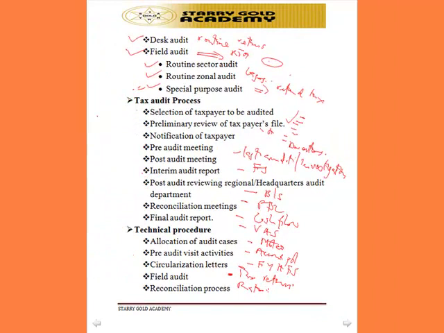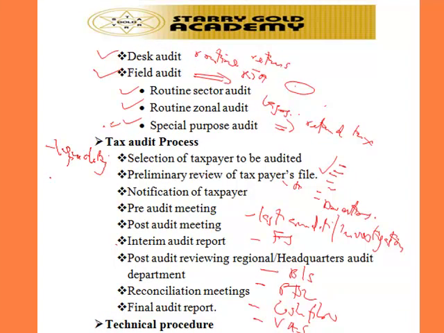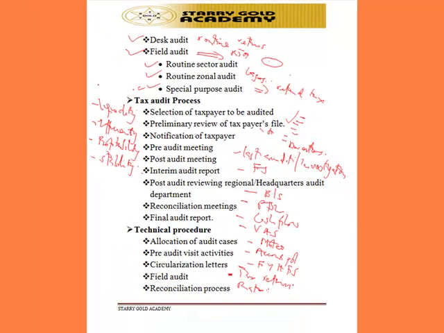Usually the ratios include liquidity ratios, efficiency ratios, profitability ratios, then stability or solvency ratios. All these 4 ratios are carried out at the preliminary stage in order to determine high risk areas, and then to also identify tax evasion tendencies. Okay, so that's the preliminary view of the taxpayer's file.